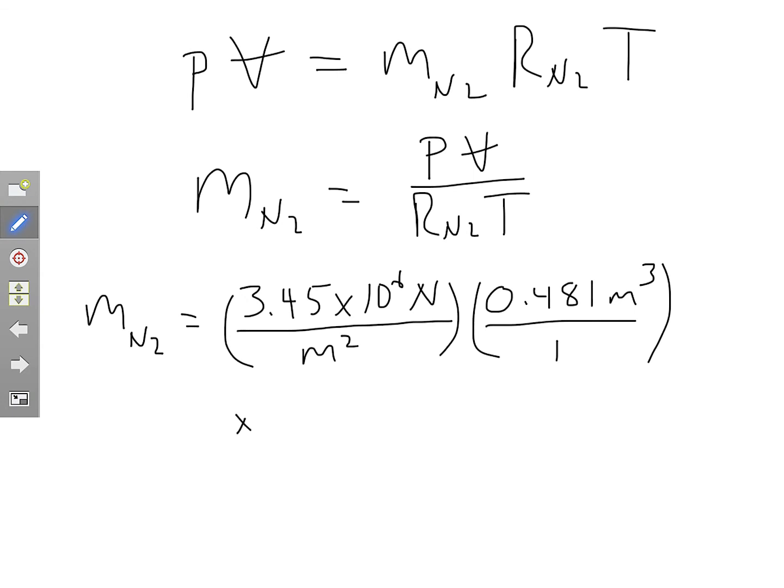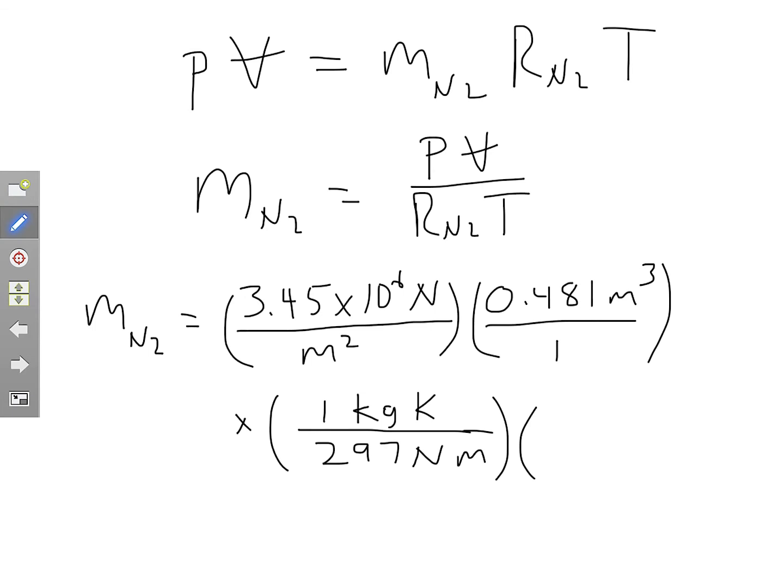I'm going to continue on down below here. We're dividing by 1 over R, so we're going to have 297 in the denominator, and that's joules per 1 kilogram Kelvin. And this was a joule, but a joule is a Newton times a meter. And then finally, all we have is the temperature, just 1. It's 1 over the temperature, actually. And so this is our equation.